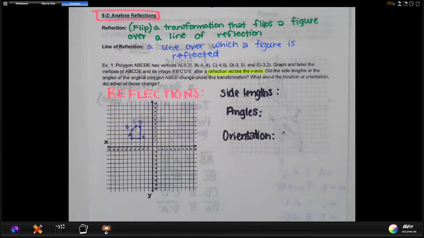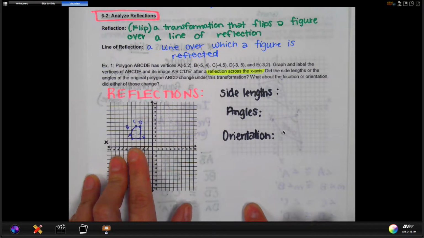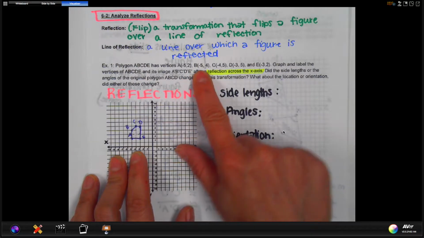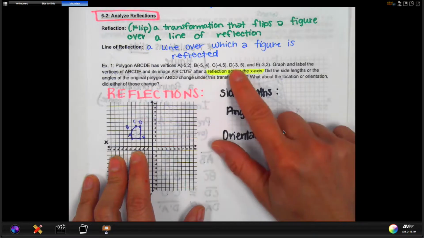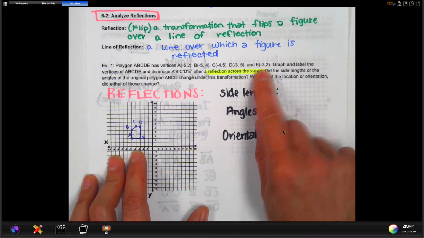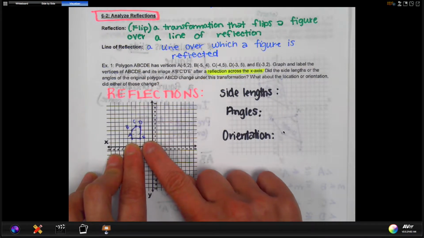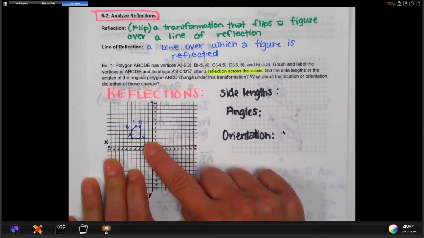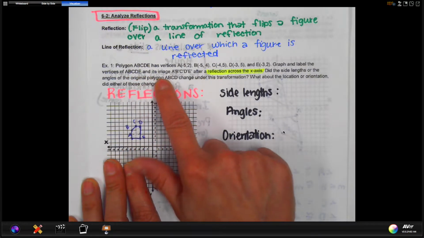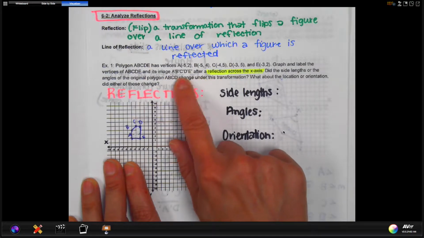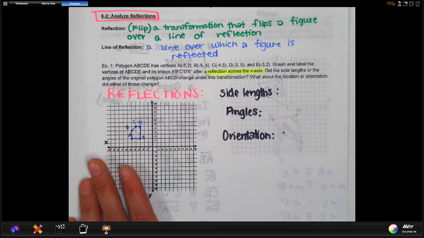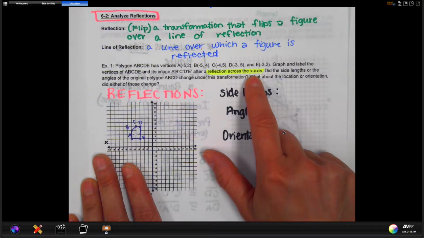Let's talk about our first example so we can explain this further. It says polygon ABCDE has vertices A (-5, 2), B (-5, 4), C (-4, 5), D (-3, 5), and E (-3, 2). I have already graphed them here. If you need to pause the video and graph them yourself, go ahead and do that now. Graph and label the vertices of A, B, C, D, E, and its image, A prime, B prime, C prime, D prime, E prime, after a reflection across the x-axis.